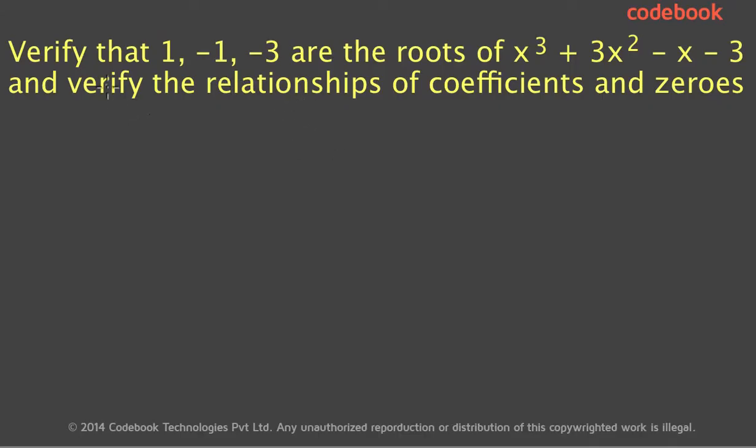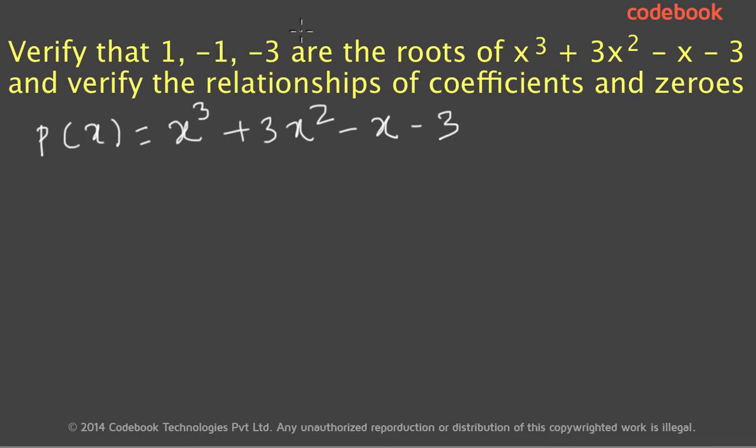So now let's work on a problem. We have been asked to verify if 1, minus 1 and minus 3 are the roots of this cubic polynomial x cube plus 3x square minus x minus 3, and then we are also asked to verify the relationships between the coefficients and the roots. So let's begin. So we have p of x equal to x cube plus 3x square minus x minus 3.